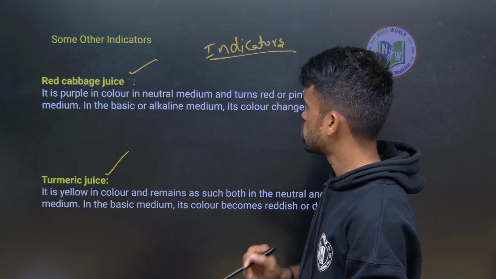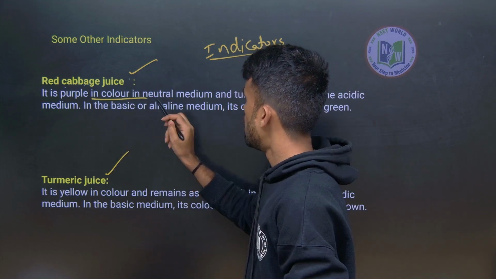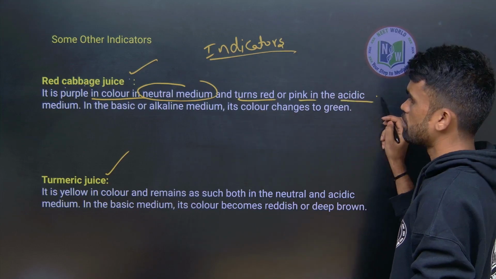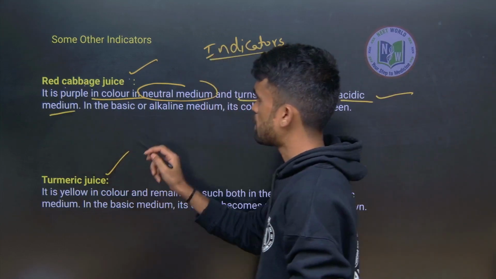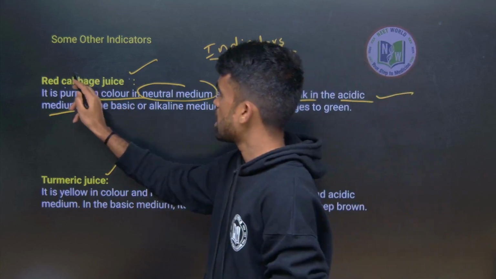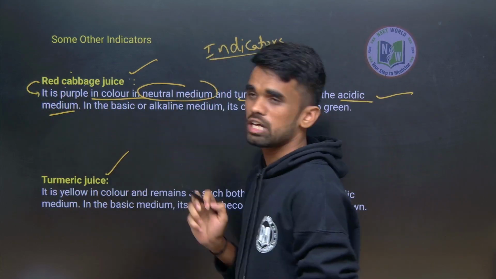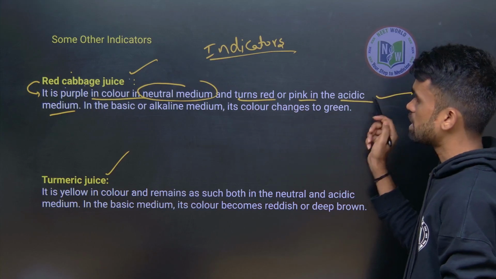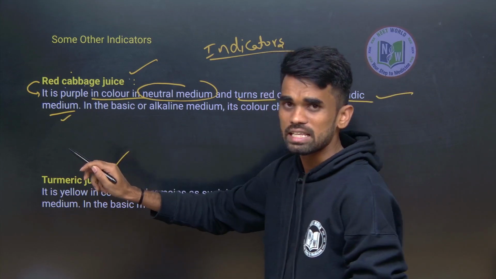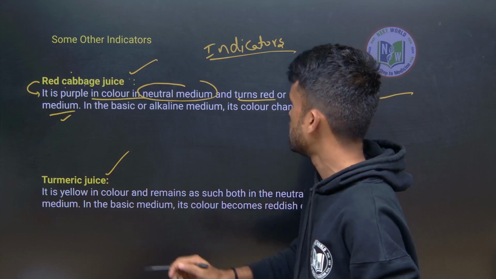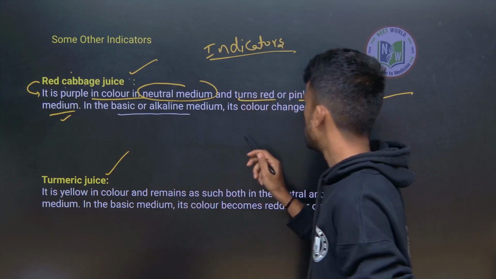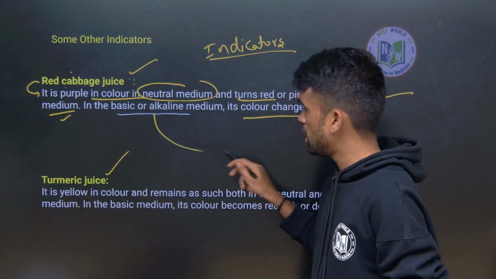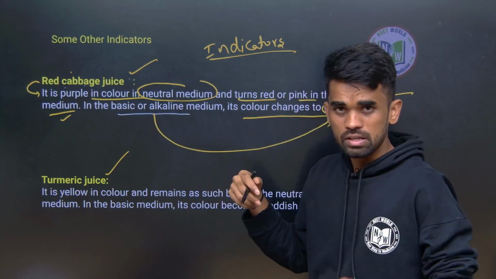Red cabbage juice is purple in color in a neutral medium, and turns red or pink in the acidic medium. So the purple color changes to red or pink in the acidic medium. In a basic or alkaline medium, its color changes to green. So the purple color changes to green when the solution is basic in nature.